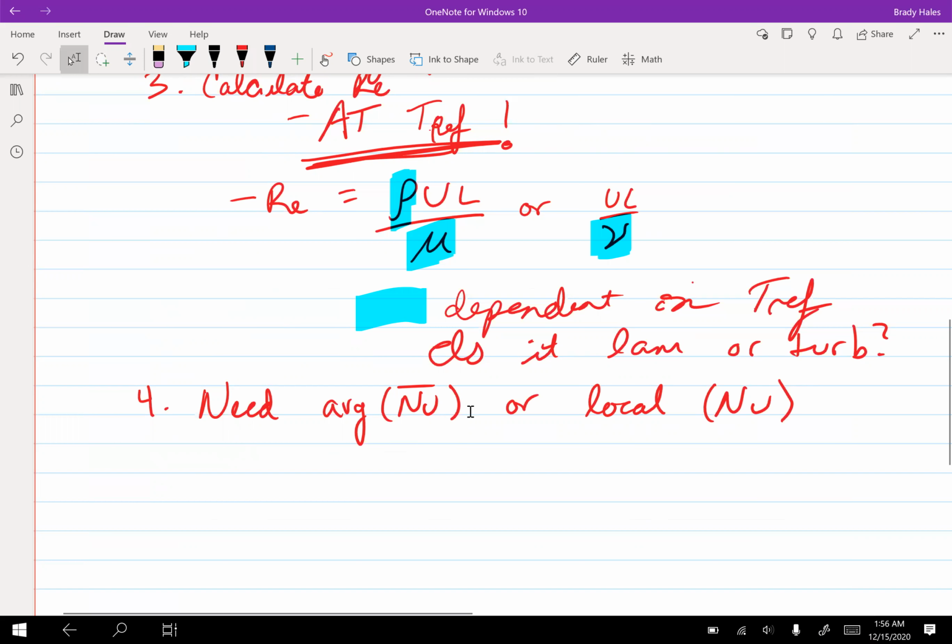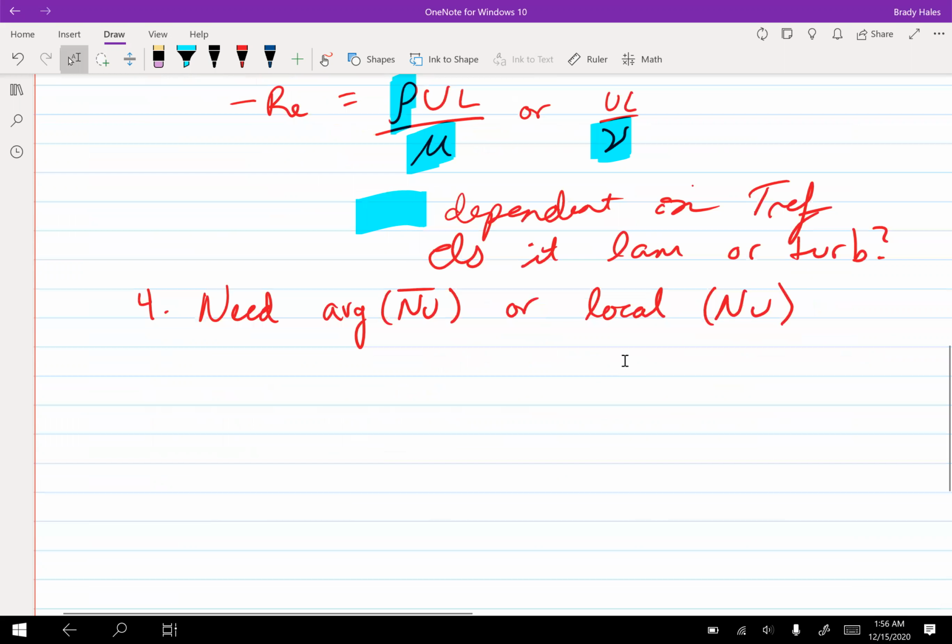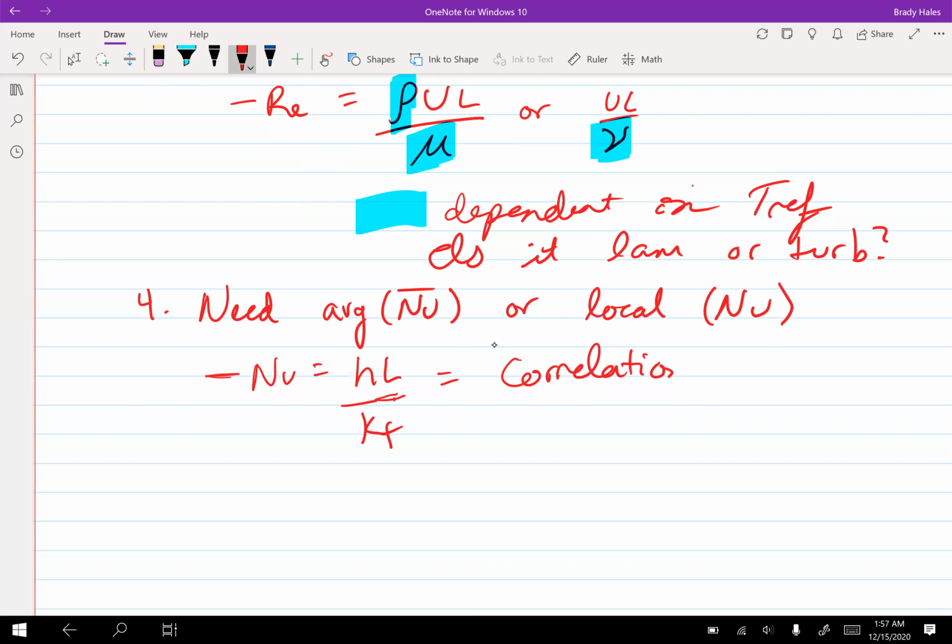All right, so we got the average or the local. What this allows us to, if you're looking at the whole plate, you'd use the average. If you're just looking at a part, you'd use the local. Okay, and then you use this definition, right, where you say the Nusselt is equal to HL over KF is equal to some correlation. Solve for H, plug in energy balance.